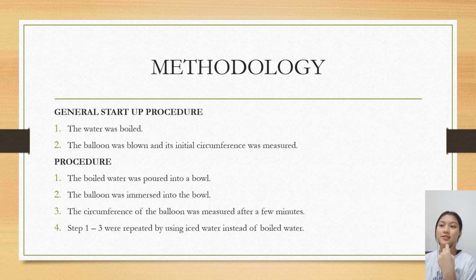Next is the methodology. For the general startup procedure, first, the water was boiled, then the balloon was blown and its initial circumference was measured. For the experimental procedure, first, the boiled water was poured into a bowl, then the balloon was immersed in the bowl. Next, the circumference of the balloon was measured after a few minutes. Lastly, steps 1 to 3 were repeated using cold water.